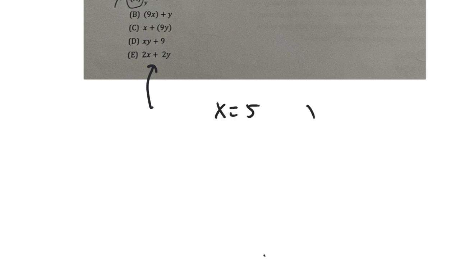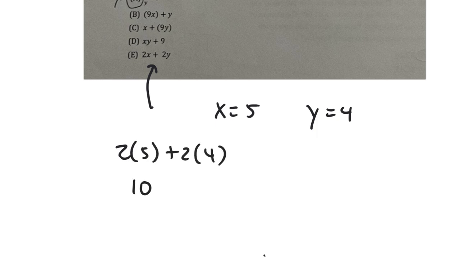So we could always put it to the test. x equals 5, y equals 4. We could say 2 times 5 plus 2 times 4. We're looking at 10 plus 8. That's 18, and that is divisible by 9.